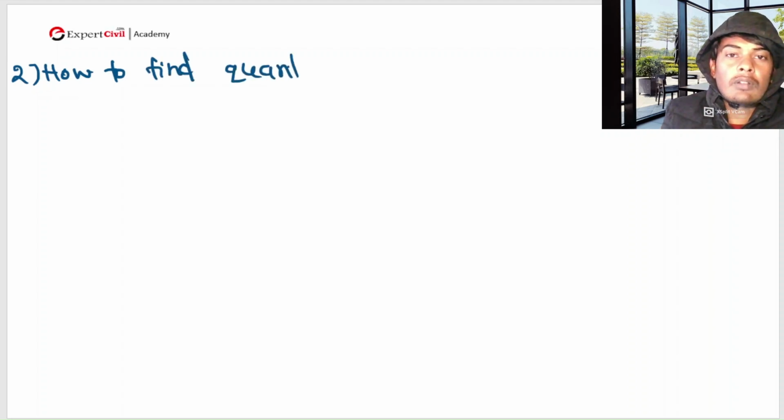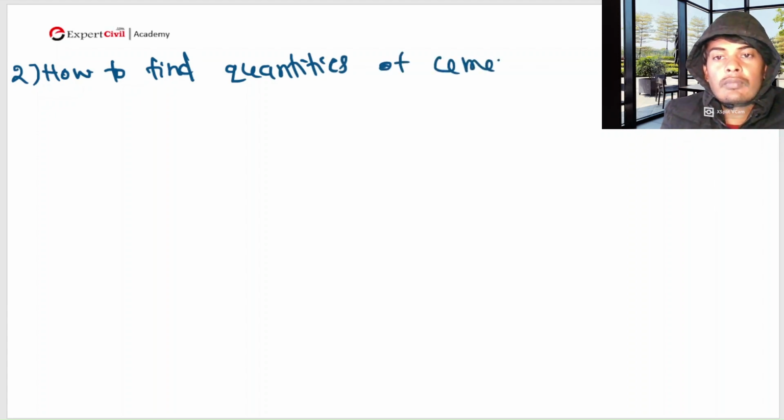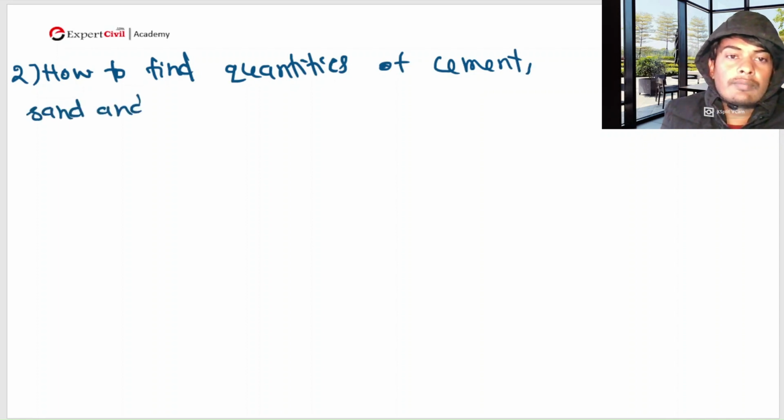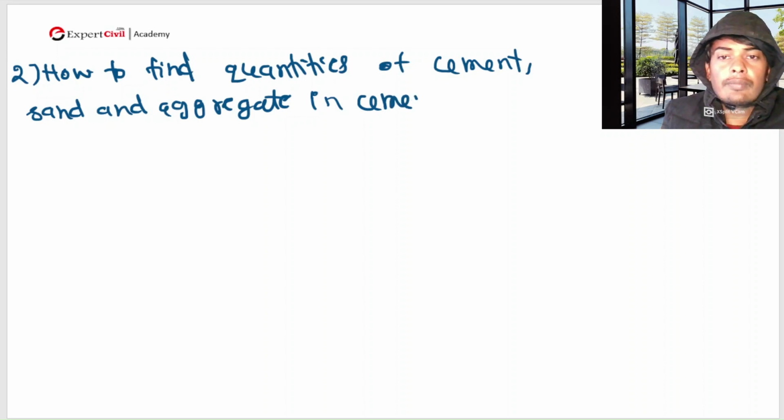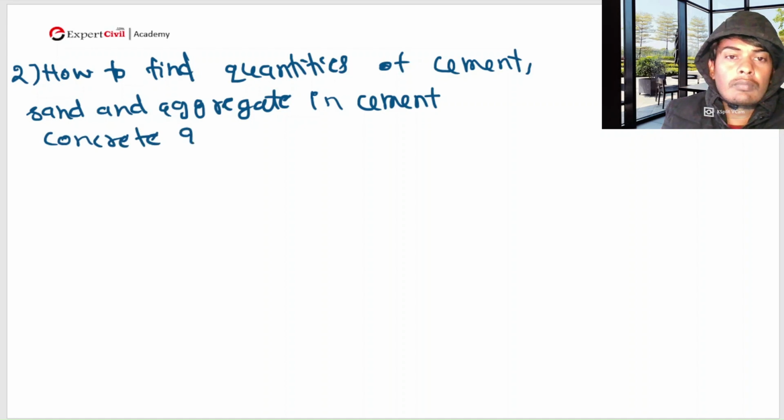So the second topic we are going to discuss is how to find quantities of cement, sand and aggregate in cement concrete. To understand this topic we are going to take an example. So this is our example number 1.